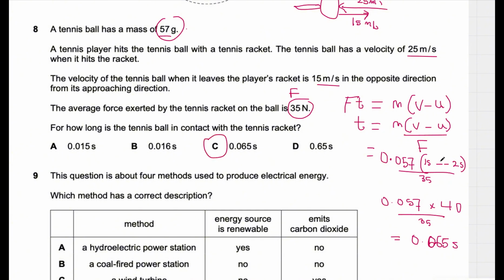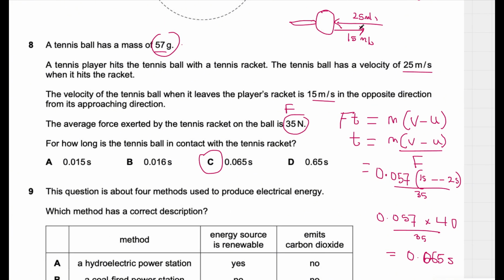Because they are going in opposite directions. This is the final speed, 15, and the original speed is 25. There is one minus in the formula, and the second minus is because they are going in opposite directions, like we put a small minus here. So minus minus becomes plus. That's how I got 40. 40 multiplied by the mass, divided by 35, gives the time the ball was in contact with the racket: 0.065 seconds.